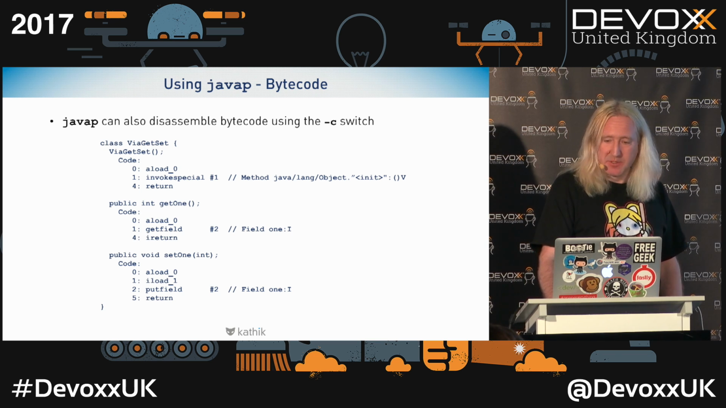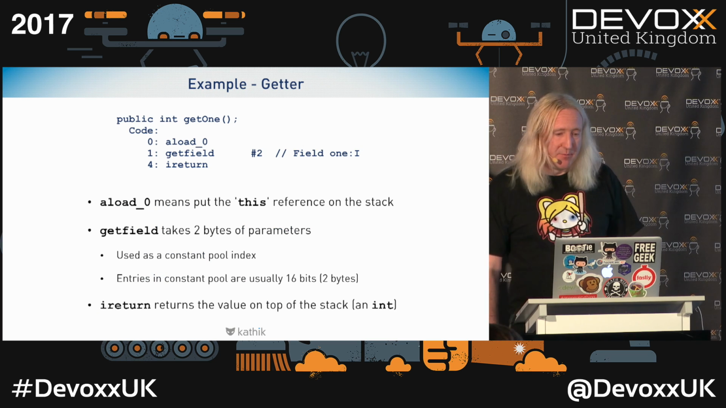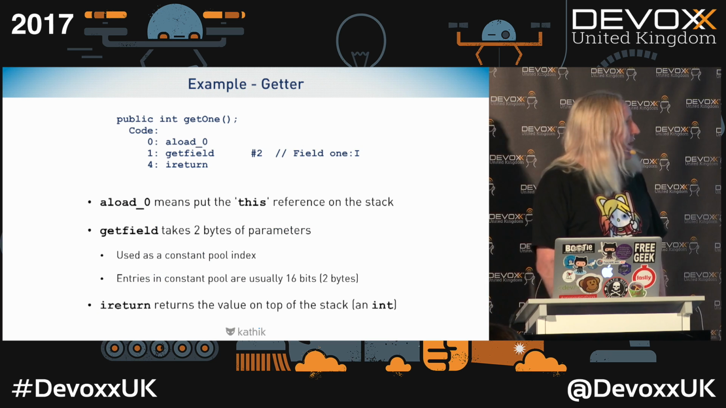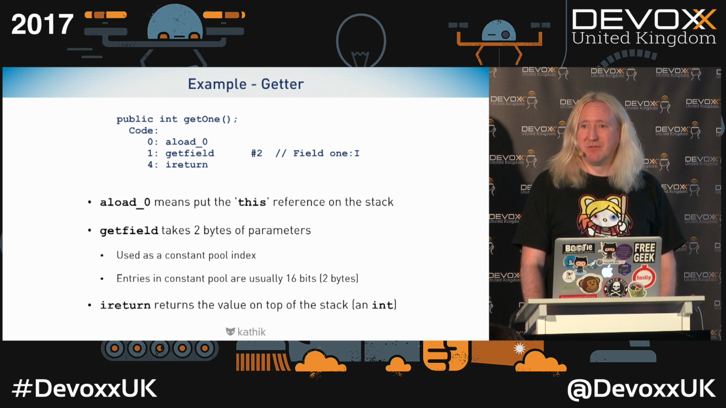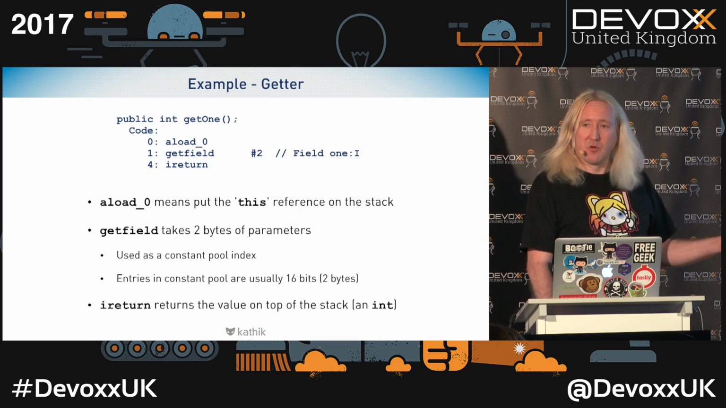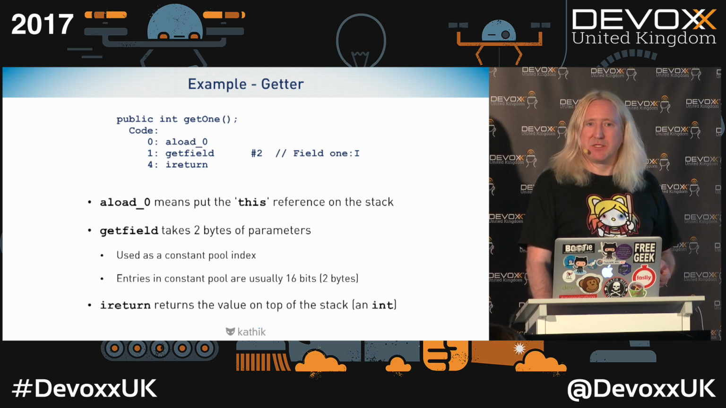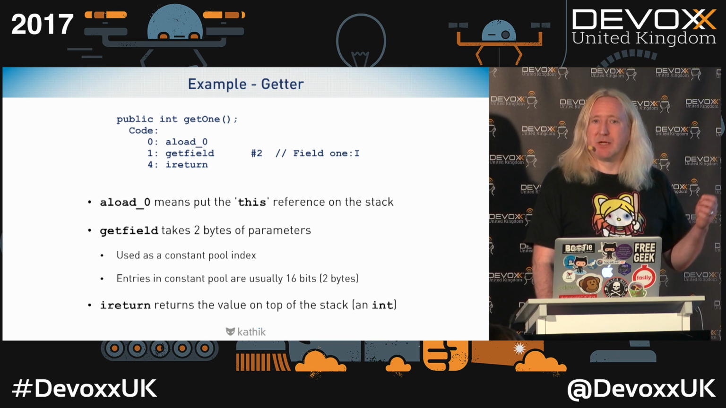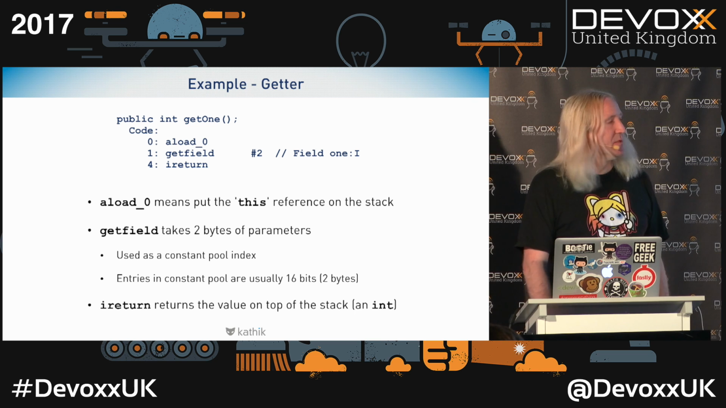Okay, so let's look at the methods one at a time. Let's start with the getter. So, a little tiny bit of code. An aload 0, what do we think that does? It's going to load something onto the top of the stack. What is it? An object. The A prefix, by the way, stands for address. So we can always tell that what we're loading is an object reference. It points into the heap.